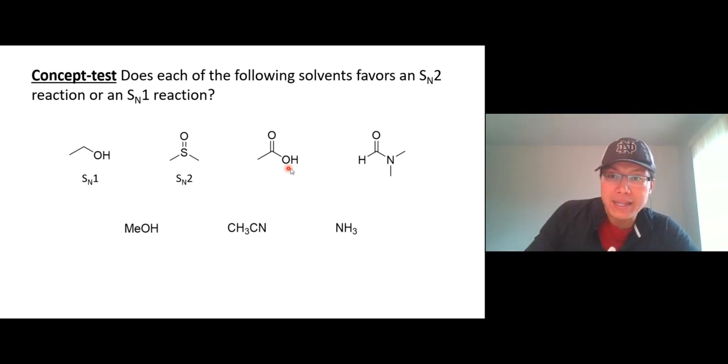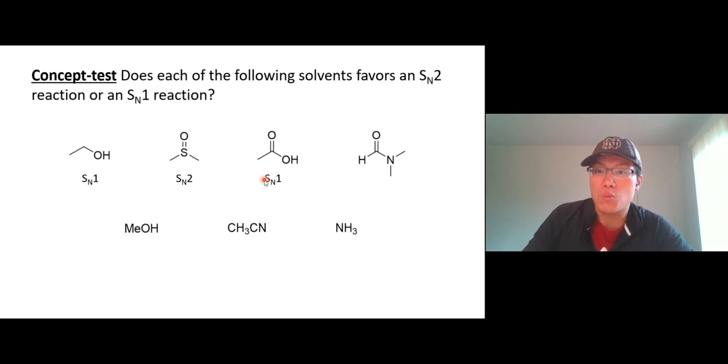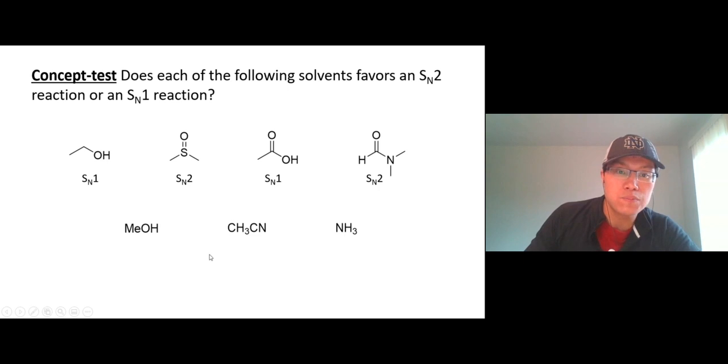OH, right there, you see it can form hydrogen bonds. This is a polar protic solvent, which loves to stabilize a carbocation and an anion, so it is good for SN1. This guy has hydrogen right here, but it's not connected to oxygen or nitrogen, so it cannot form a hydrogen bond. So this is a polar aprotic solvent. It will leave the nucleophile reactive, so SN2. Methanol, just like ethanol, same thing. This is a polar protic solvent, SN1.